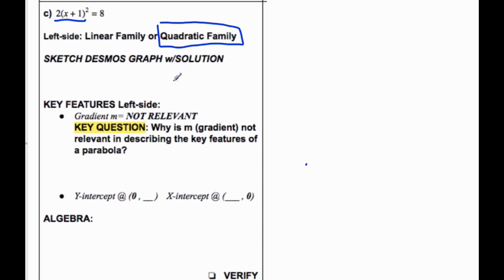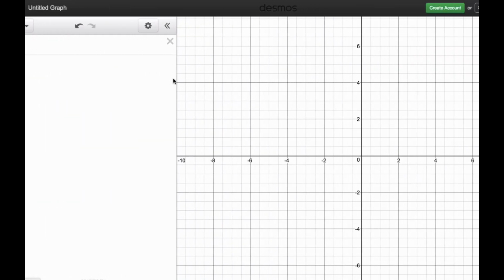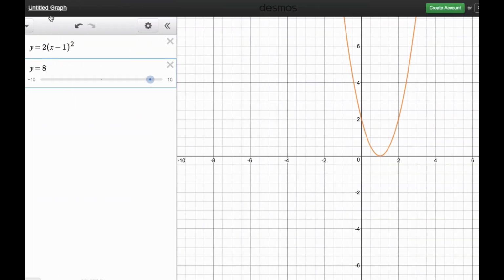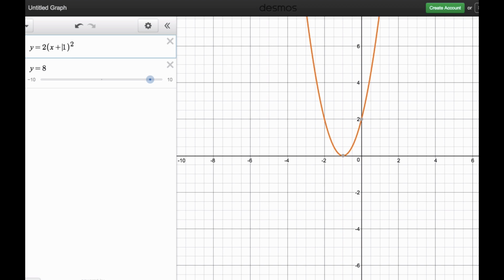So if I'm going to go to my graph, y equals 2x minus 1 power 2, and y equals 8. Let me make sure I typed it in correctly. Oh, it's x plus 1. All right, and it equals 8. So the first part is the orange graph, and I get a nice parabola here.